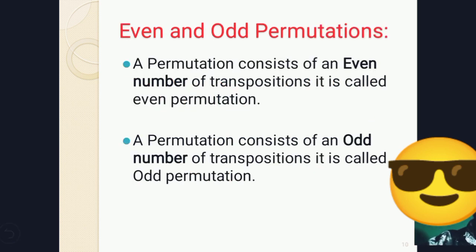Even and odd permutations. A permutation that consists of an even number of transpositions is called an even permutation, where the even numbers we already know are 2, 4, 6, 8, and so on. These are the even permutations. A permutation that consists of an odd number of transpositions is called an odd permutation, which we also already know.